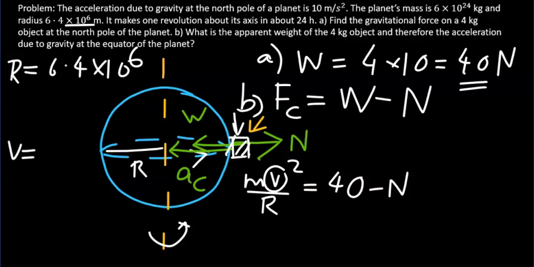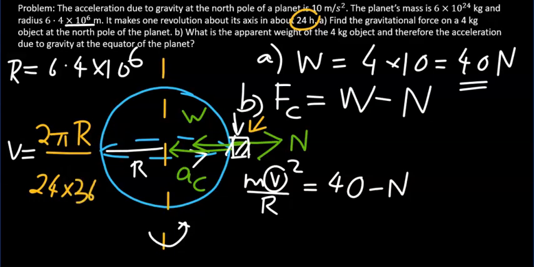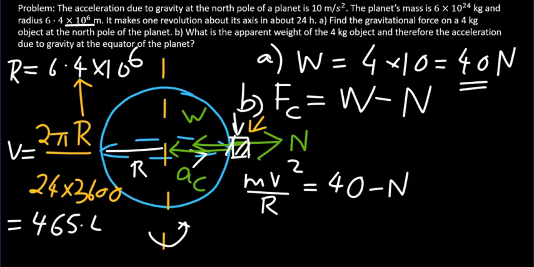It is just the distance covered by this object in one revolution, that is just 2 pi r, the circumference of that orbit, divided by the period of rotation, which in this case is 24 hours. So hours turn into seconds. You multiply that 24 times 3600. We note this r here is given by that number. Calculating v, you get 465.42 meters per second for the speed of that rotation.